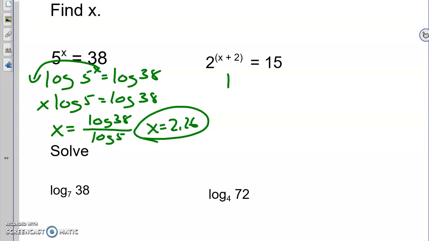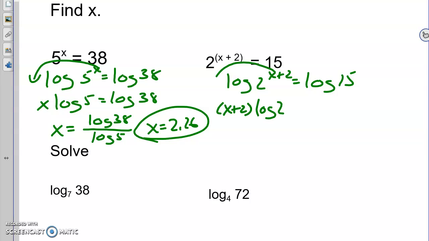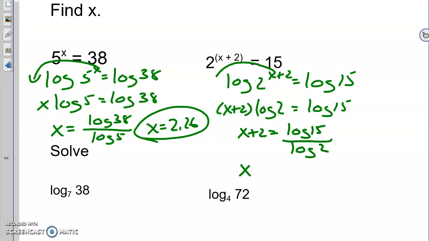Same deal on the second one. Log 2^(x+2) equals log 15. Notice I'm doing the same thing to each side of the equal sign. We throw the exponent in front. So (x+2) times log of 2 equals log of 15. x+2 equals log of 15 divided by log of 2. And then x equals negative 2 plus log of 15 over log of 2. And when we plug that into our calculator, we get x equals 1.91.